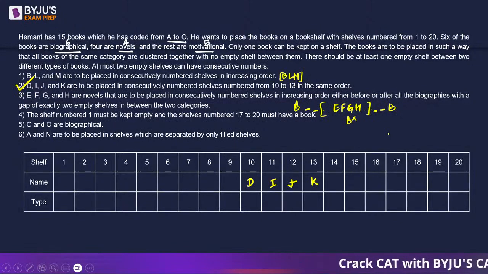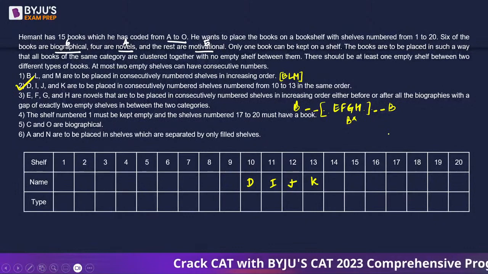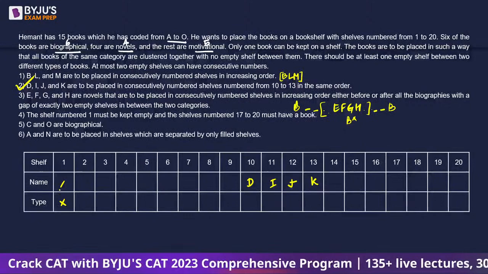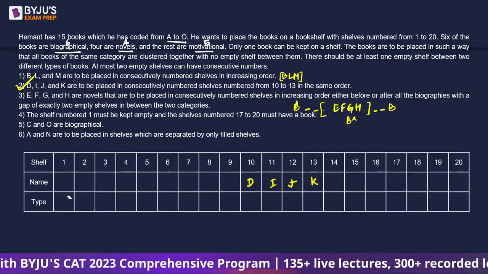So third we have not yet placed. I'm not going to tick that. Fourth statement says the shelf numbered 1 must be kept empty. So I'll not put X, I will rather write a dash over here.